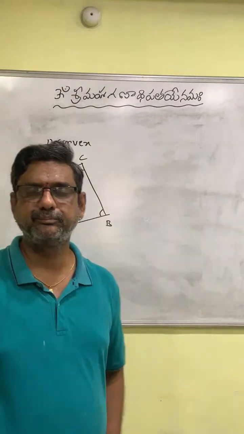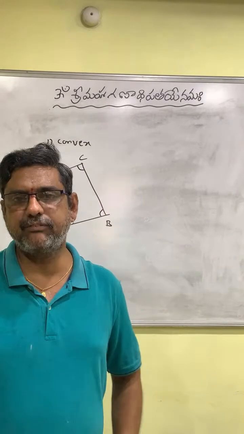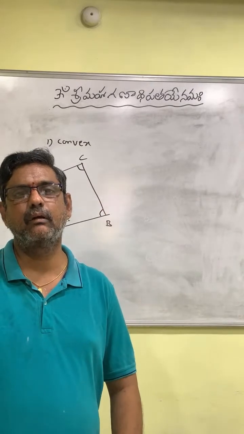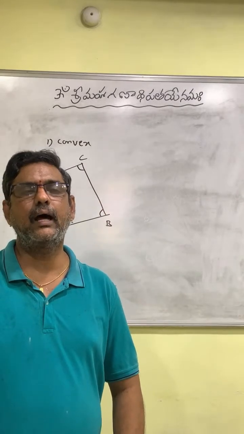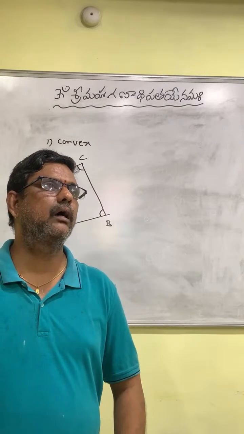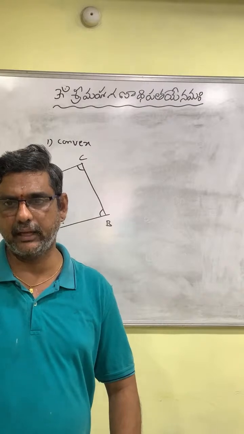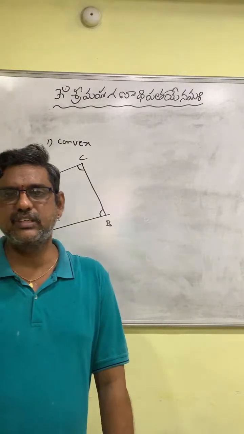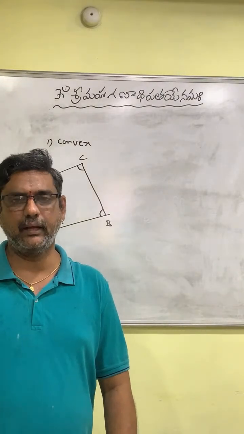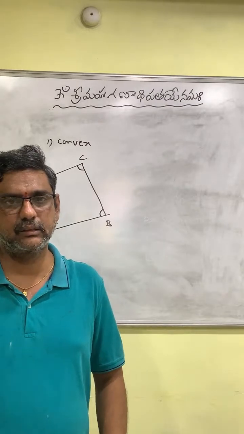Next one, types of quadrilaterals. There are nearly 7 types of quadrilaterals, convex quadrilaterals.